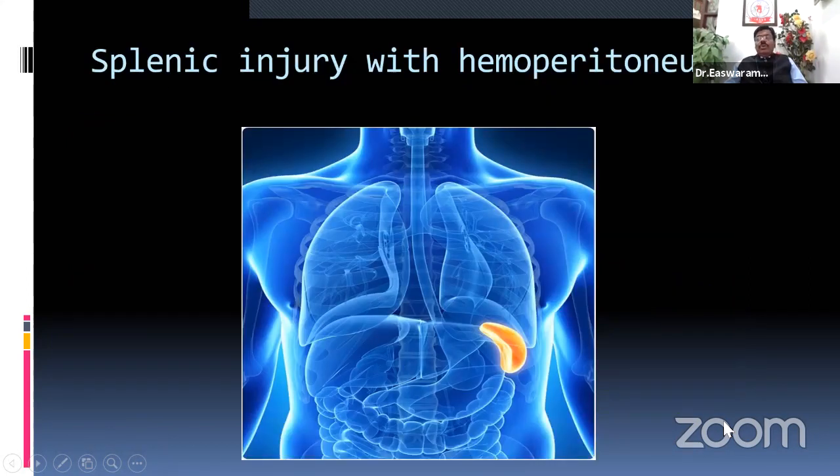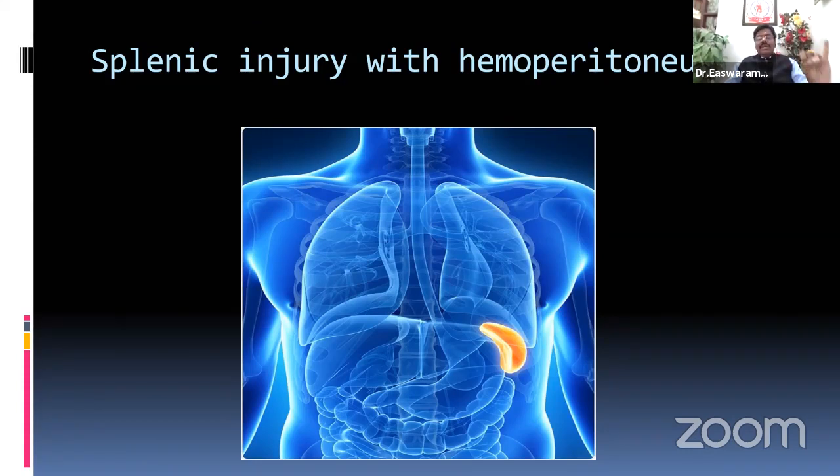Okay, we don't do what we call a 4-quadrant aspiration. Just putting a needle blindly, we don't do. Only ultrasound in all cases, CT in stable patients. Rarely we do it in a patient with a head injury or a spinal injury before transferring to the neurology unit. If they are insisting, we do a DPL, and sometimes we do a diagnostic laparoscopy also.